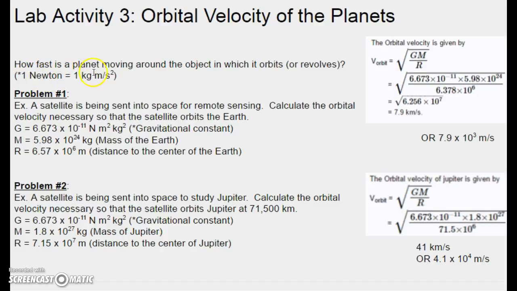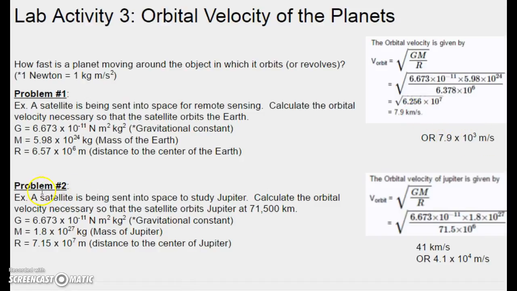So remember that 1 Newton is 1 kilogram meter per second squared. You should have learned that in physics. So in example problem 1, the satellite is being sent into space for remote sensing. Calculate the orbital velocity necessary so the satellite orbits the Earth. So G is the universal gravitational constant. It's going to be the same for problem 1, problem 2, any problem. The mass of the Earth, 5.98 times 10 to the 24th kilograms. And r is the distance to the center of the Earth, 6.57 times 10 to the 6 meters. Now, here's the math. Here's how it sets up. And it's 7.9 kilometers per second, or 7.9 times 10 to the 3rd meters per second.